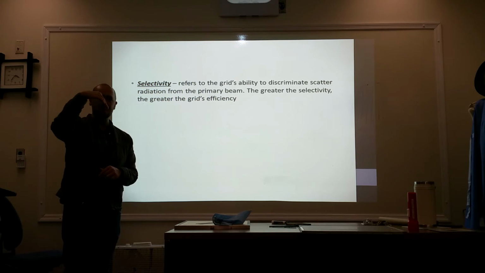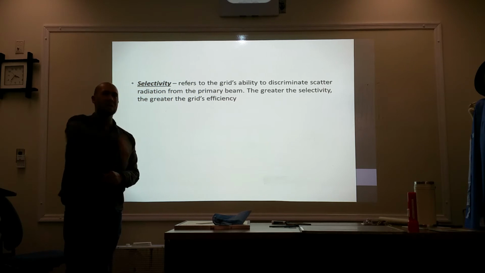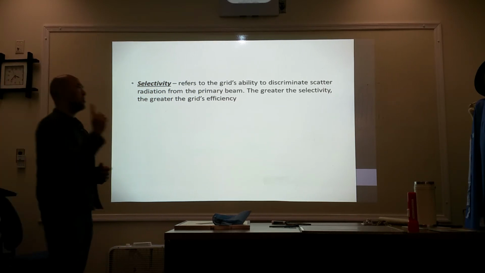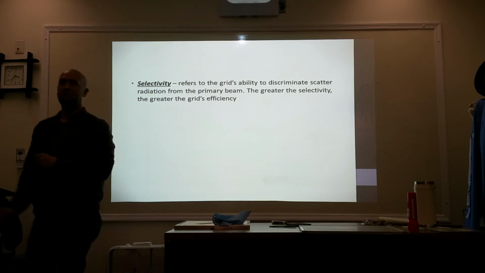Especially even the minimal angular photons. They may be slightly straight, slightly angled, but it's going to clean up those angular scattered photons. So it's a higher selectivity. So higher grid ratios have a higher selectivity.